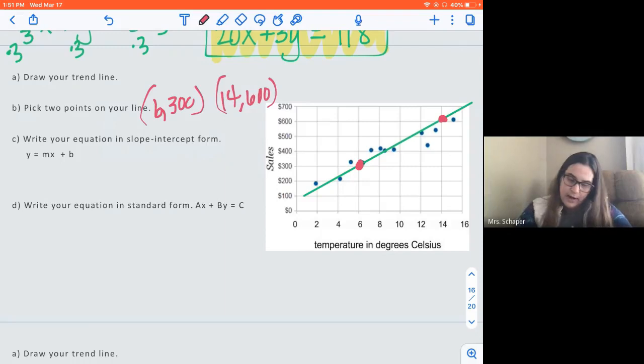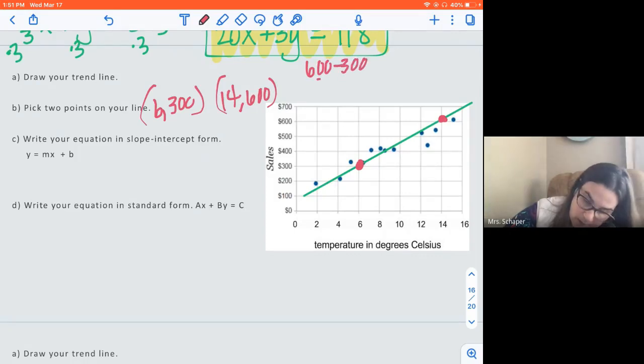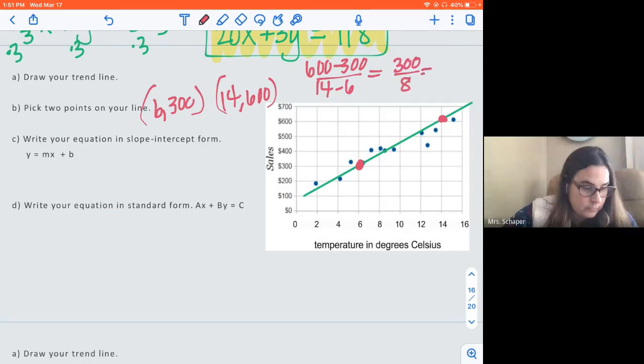Now we have to write our equation in slope-intercept form. And again, in slope-intercept form, I need to know the slope and the y-intercept. So I'm going to figure out my slope first. So 600 minus 300 over 14 minus 6 is 300 over 8, which comes out to be 37.5, right?